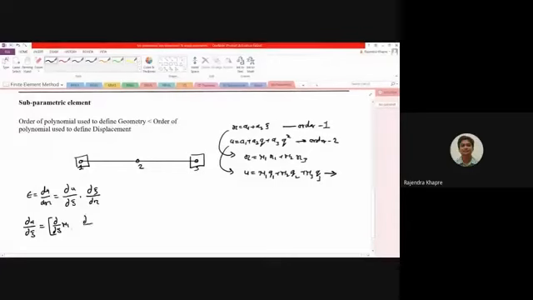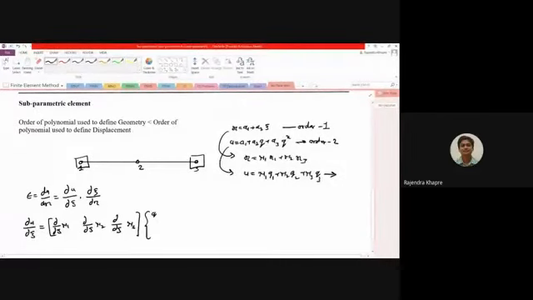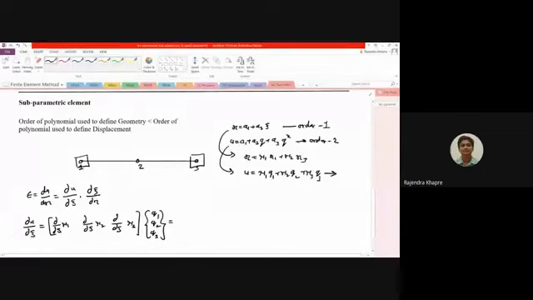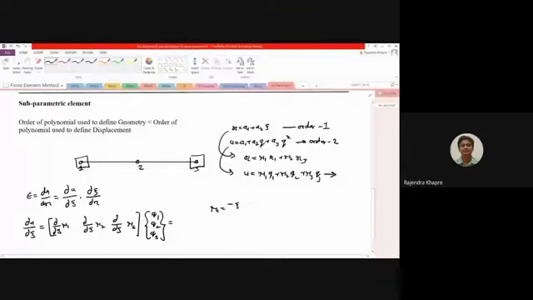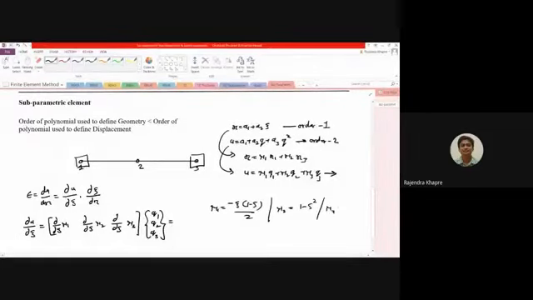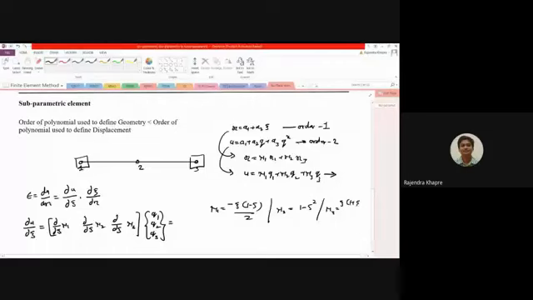Then we have del by del xi of N2, del by del xi of N3, multiplied by Q1, Q2 and Q3. We already know the values of N1, N2, N3 when we are using 3 nodes. The value of N1 will be minus xi (1 minus xi) divided by 2, the value of N2 will be 1 minus xi square, and the value of N3 is xi into (1 plus xi) by 2.